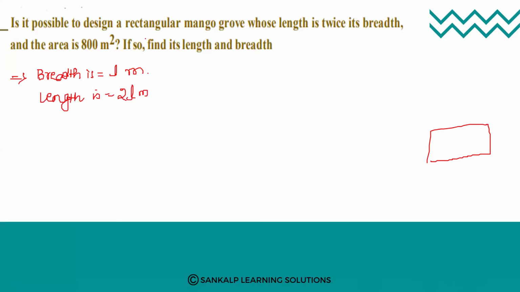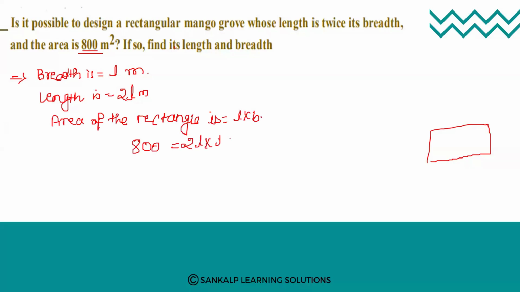And the area they have given is 800 meters squared. Find its length and breadth. Okay, so the area of the rectangle is length into breadth. So the area they have given, that is 800, is equal to length, which is 2L, and breadth, which we have considered as L.